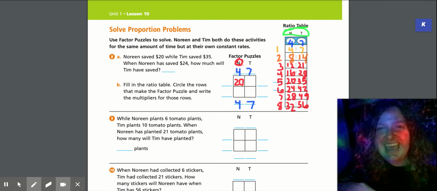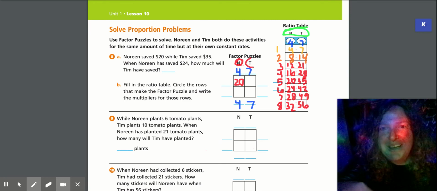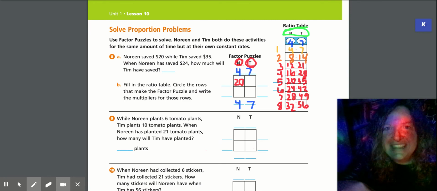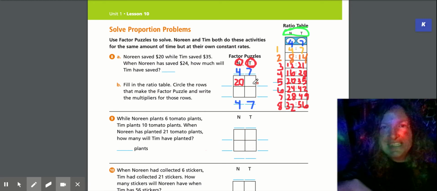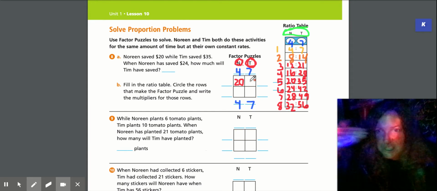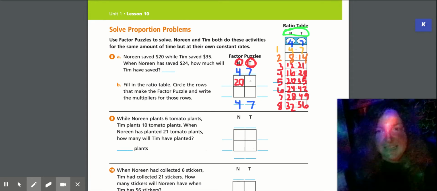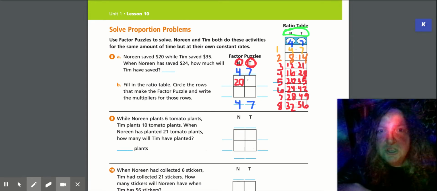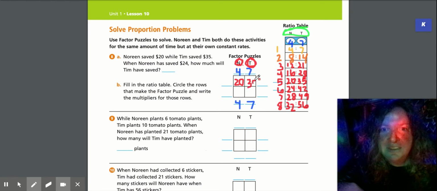Cool. All right, there's Tim. So it has to go under Tim because he's saving the money, and it has to go in the same row. It's connected to that 20. It happened at the same time. It's got to go in that same row. So 35 has got to go right there.